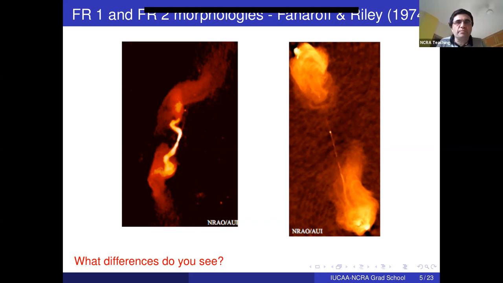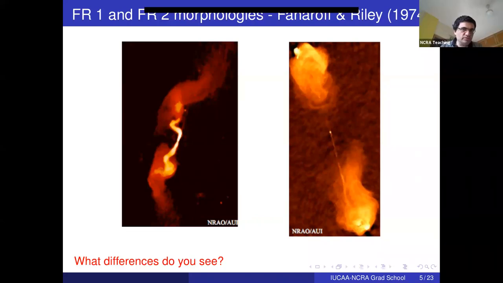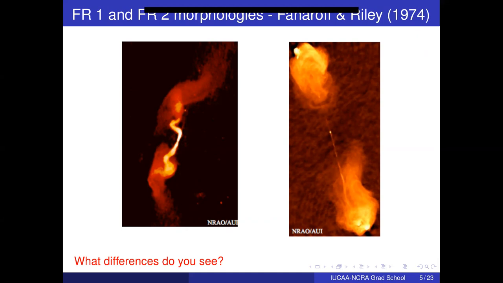I think the jets are more powerful in FR1 on the left side or on the right side? I think on the right side, jets are more powerful. Jets are more powerful, yes. Then? And also the lobes in the first picture are much more spread out and do not have a definite shape. But in the second, they are much more spherical in shape, maybe because the jets are more powerful. Yes.